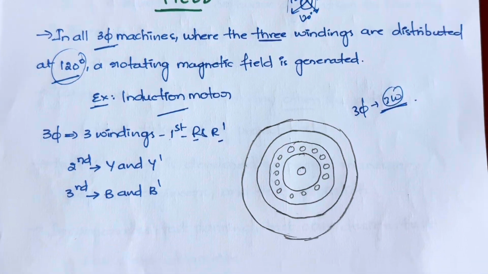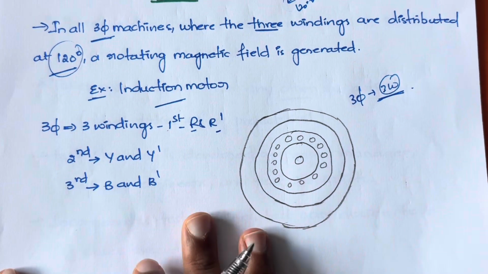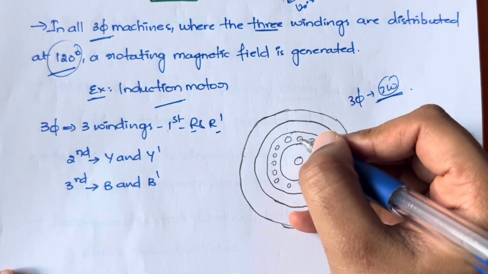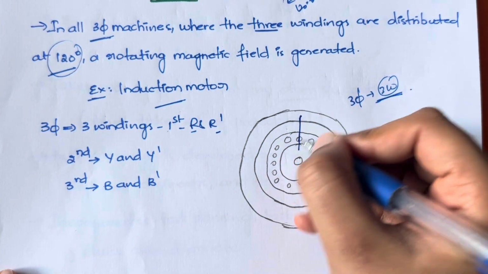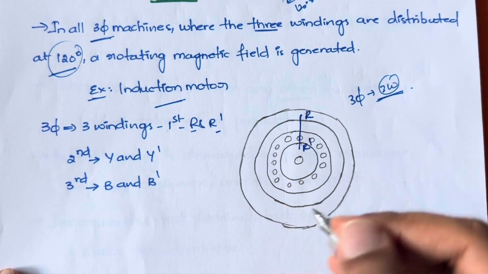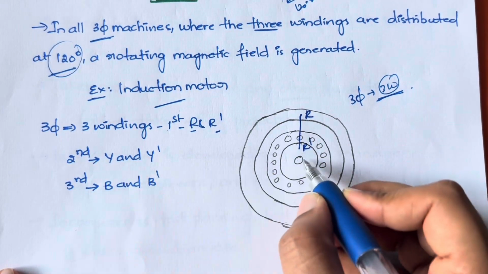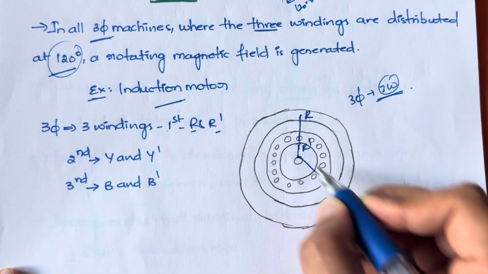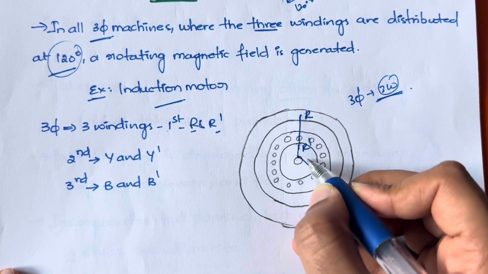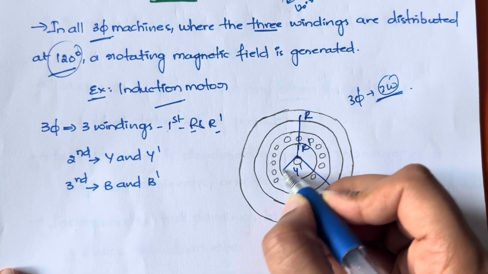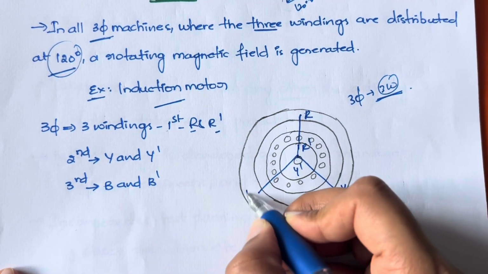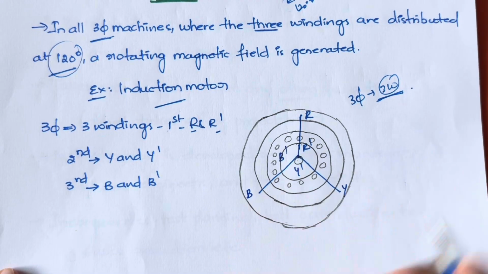First let's try to put R. Let us say you're trying to have the R winding here. R is here, R dash is here, and then 120 degrees I told, right? So probably Y will be here. We will have Y here and Y dash here, and then we have another winding at 120 degrees. Again we have B and B dash, so we'll have B here and B dash over here.